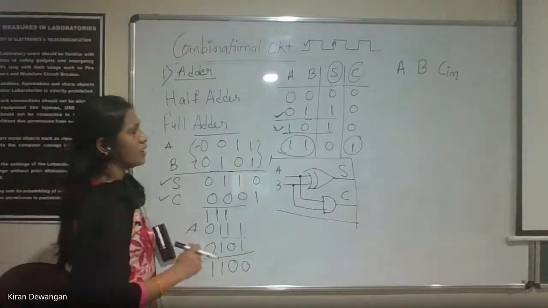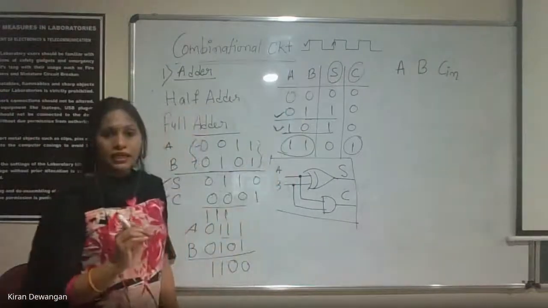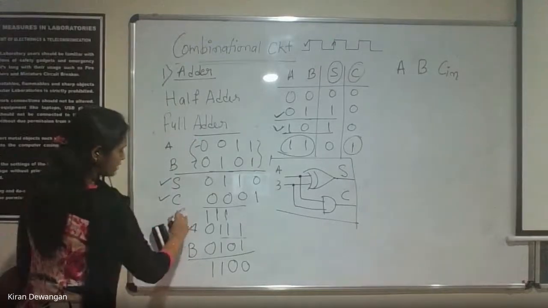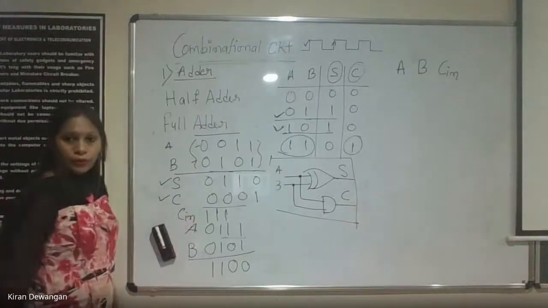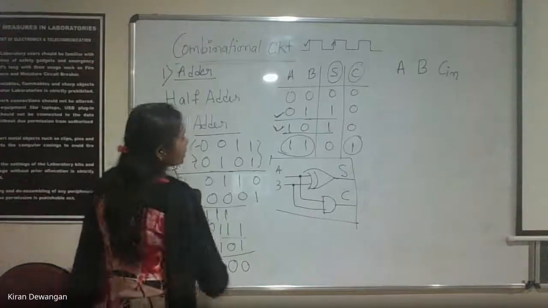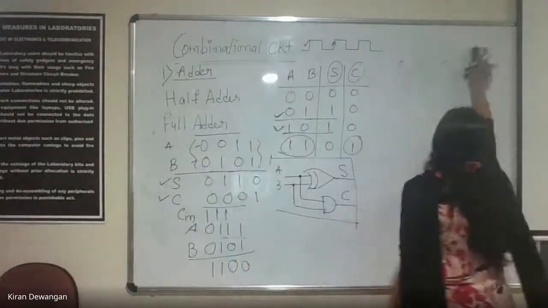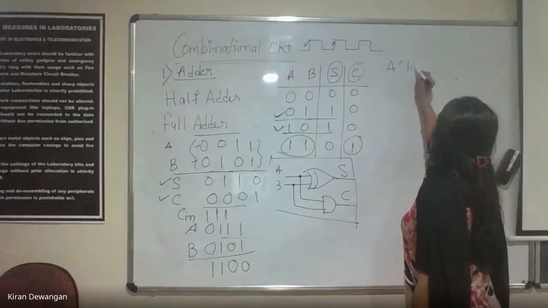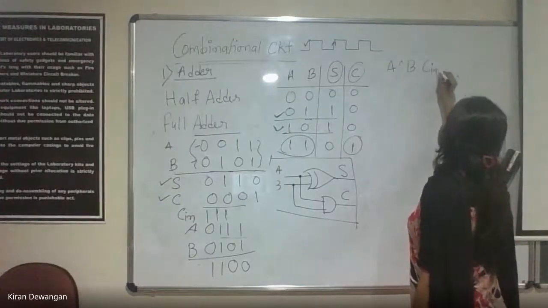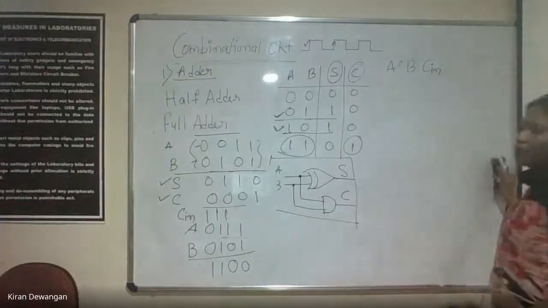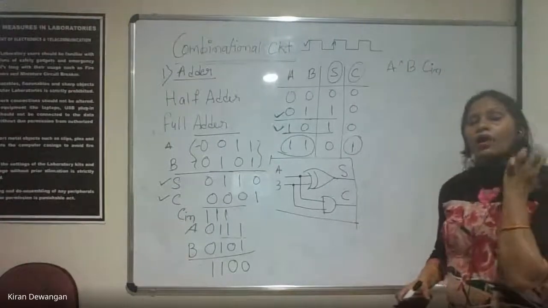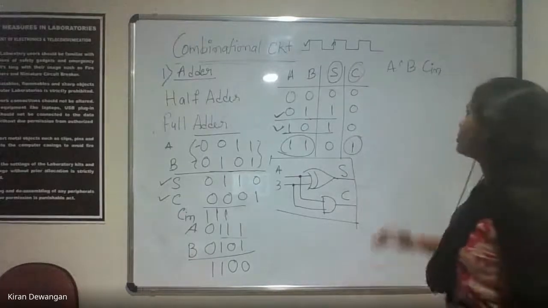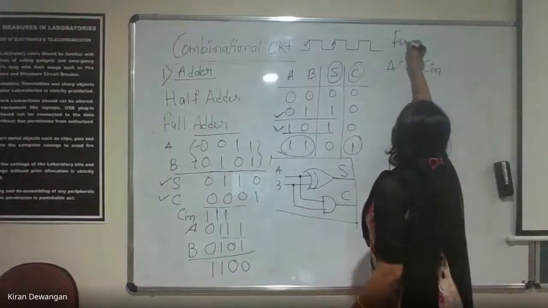Now in this one we are taking C in as our input. We take it as an input. This is nothing but our input. So what are we actually doing? We are taking input combinations A, B, and C in. Now with these three inputs, how many combinations are possible? How many combinations can 3 inputs have? This is about the full adder.